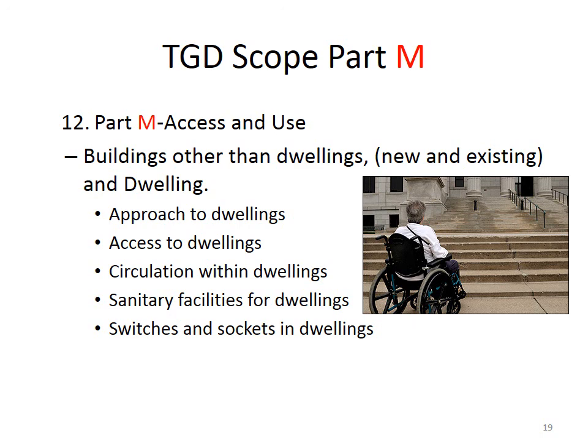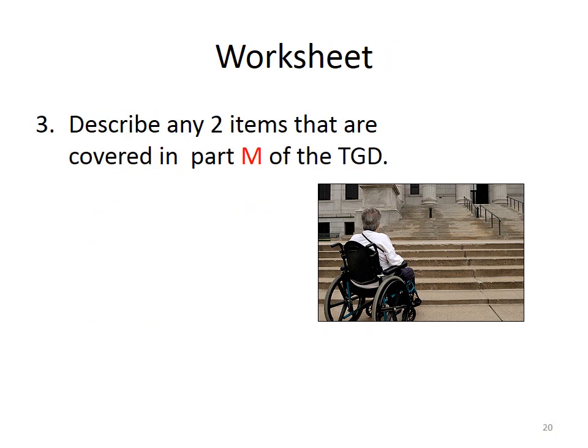A few years ago they introduced this section saying that all switches and sockets have to be up at a height so people with disabilities or whatever can reach them, so all different types of people, shapes and sizes can reach them. Also sanitary facilities for dwellings. There's a requirement that all houses have sanitary facilities on the ground floor. Worksheet question 3, describe any two items that are covered in part M of the technical guidance documents.